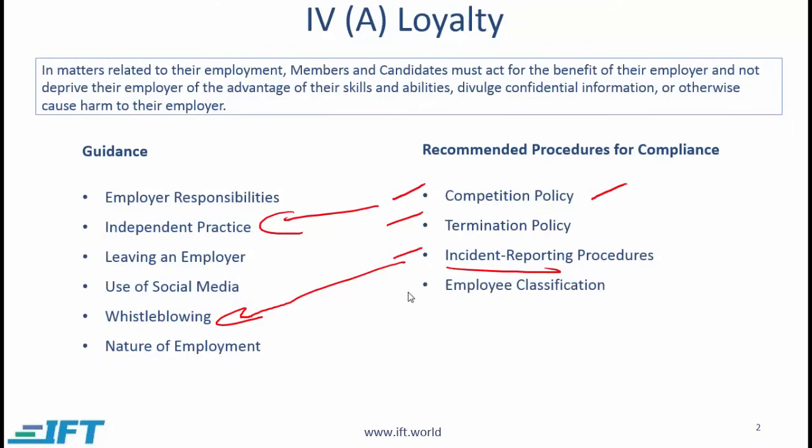And finally, employee classification connects with nature of employment. A company might have different types of employees, full-time employees, part-time employees, contractors, and so on. You need to understand where you fit, and you need to follow the rules and the terms associated with your job.